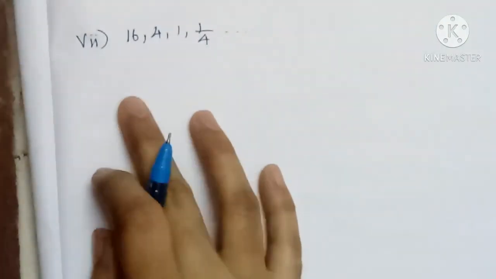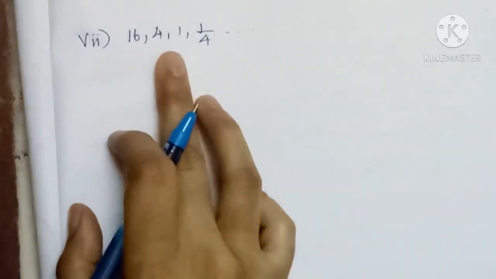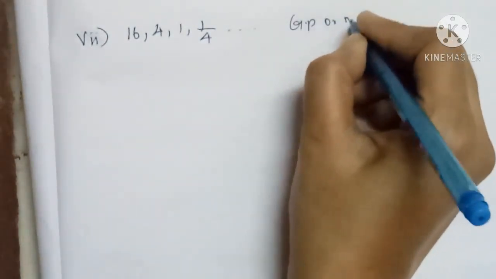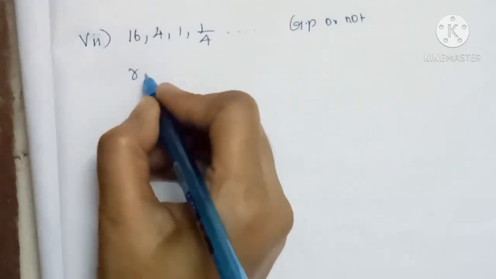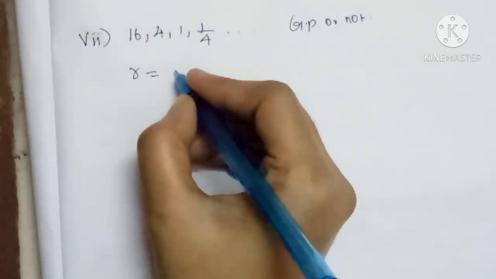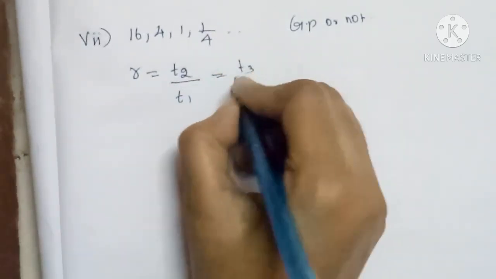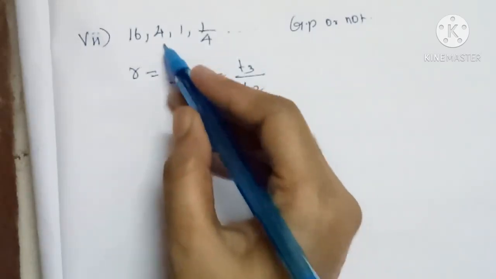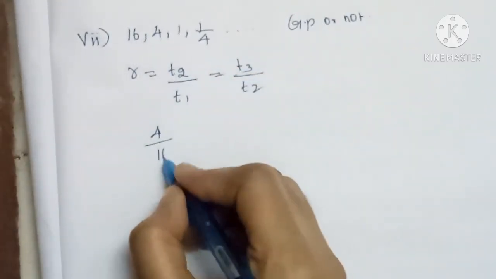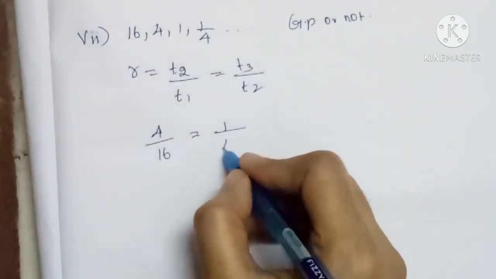Next, question number 7 from question number 1: 16, 4, 1, 1/4. Find whether it is GP or not. Before finding GP or not, we have to find the common ratio R value. R is nothing but T2 by T1 is equal to T3 by T2. T2 is our term 2 value, which is 4, by term 1 is 16, equal to term 3 is 1 divided by term 2 is 4.